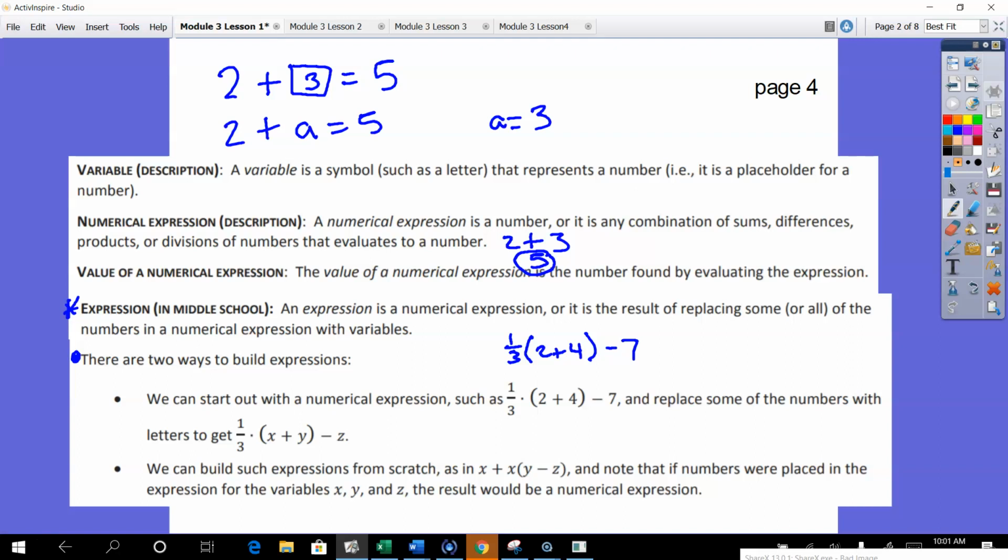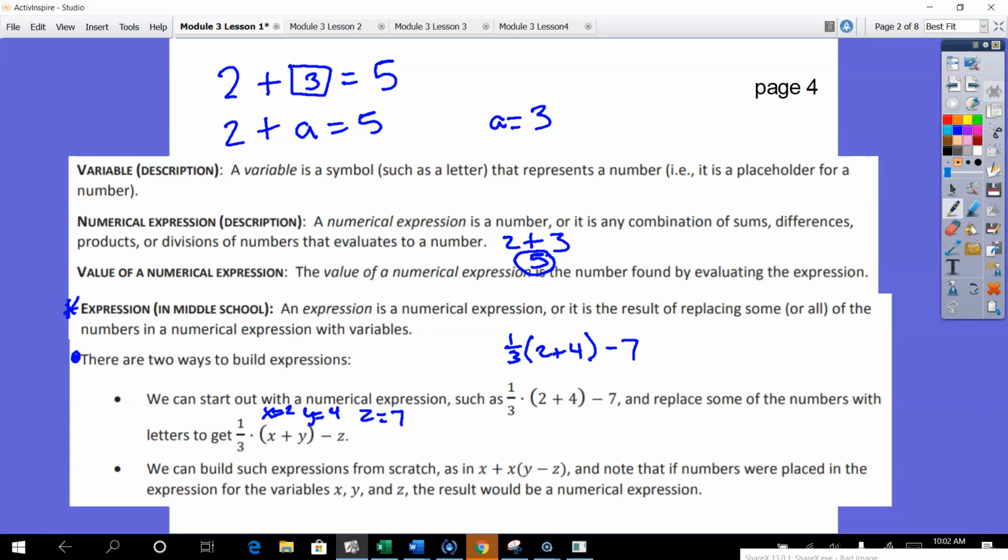And replace some of the numbers with letters so that we would get something like this. So 1/3 times (x plus y) minus z. So x would be representing 2, y is equal to 4, and z is equal to 7, okay, sorry.